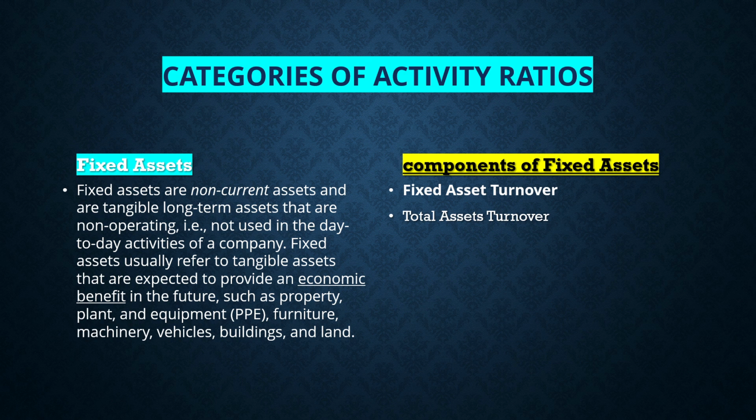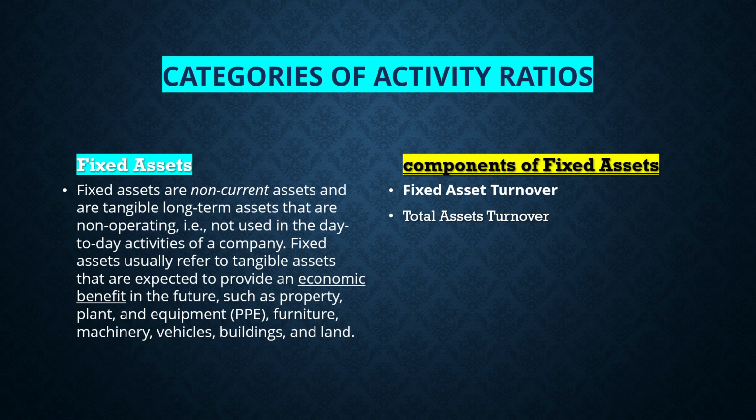So guys, that was activity ratios. Second category, fixed assets. What are fixed assets? Fixed assets are non-current assets and are tangible long-term assets that are non-operating, that is, not used in the day-to-day activity of the company. Fixed assets usually refer to tangible assets that are expected to provide an economic benefit in the future, such as property, plant and equipment, furniture, machinery, vehicles, buildings and lands.